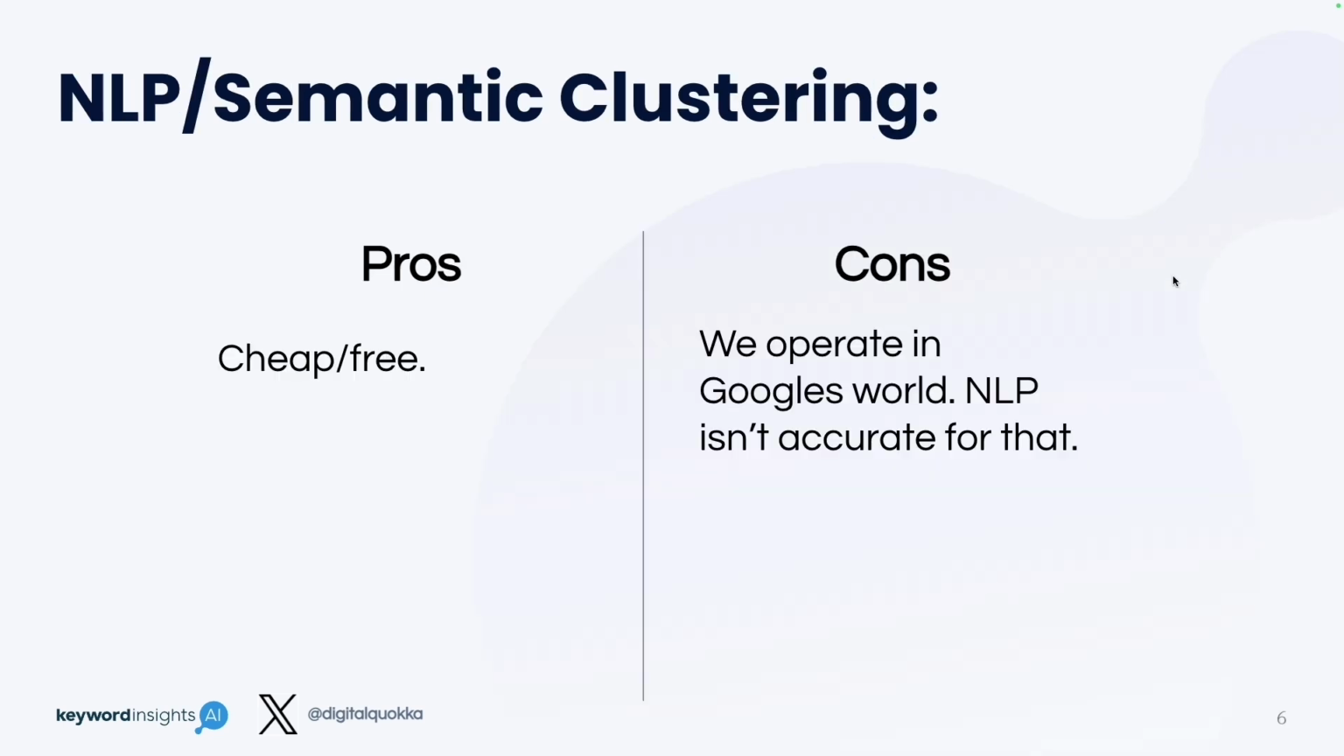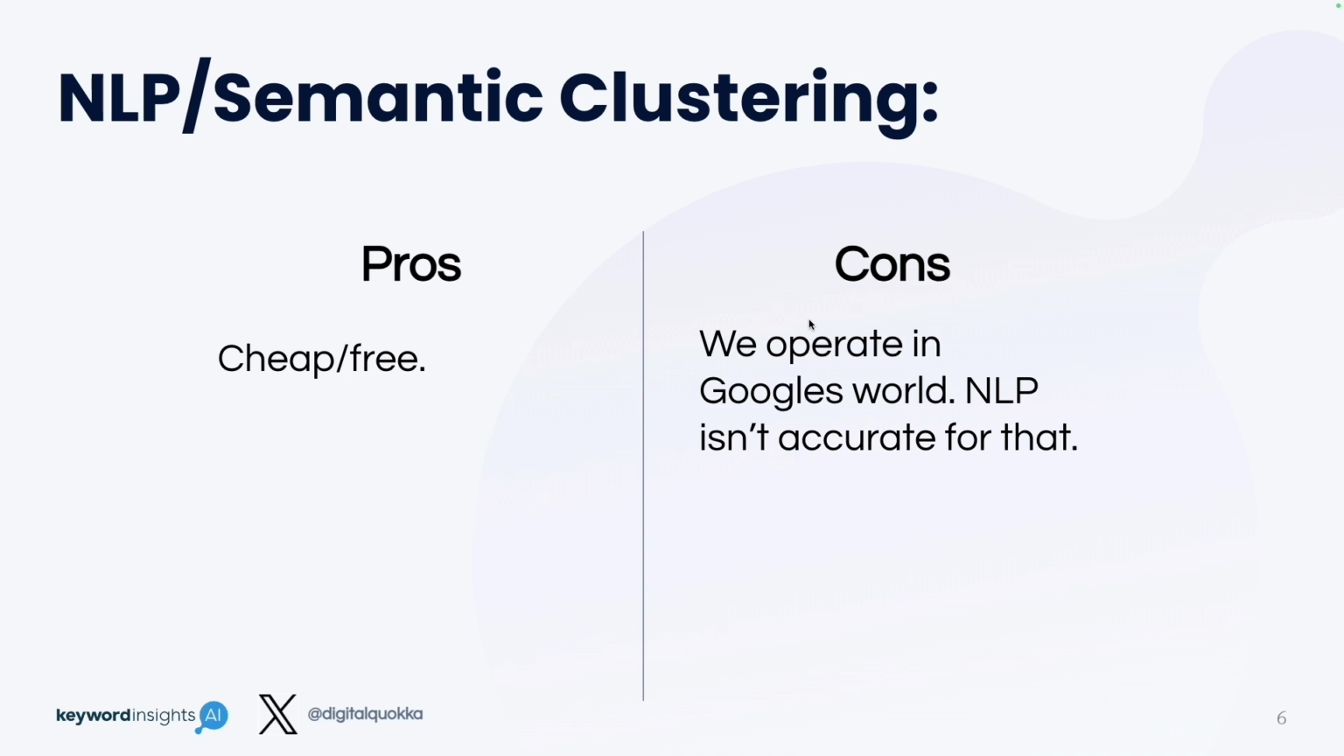So that's the other method. Now, there are pros and cons to each. Natural language processing, semantic clustering, a big pro is it's usually cheap or free. There are so many free scripts online that you can run in Python, or you could just use ChatGPT or any large language model or any NLP program to basically group keywords together based on word similarity.